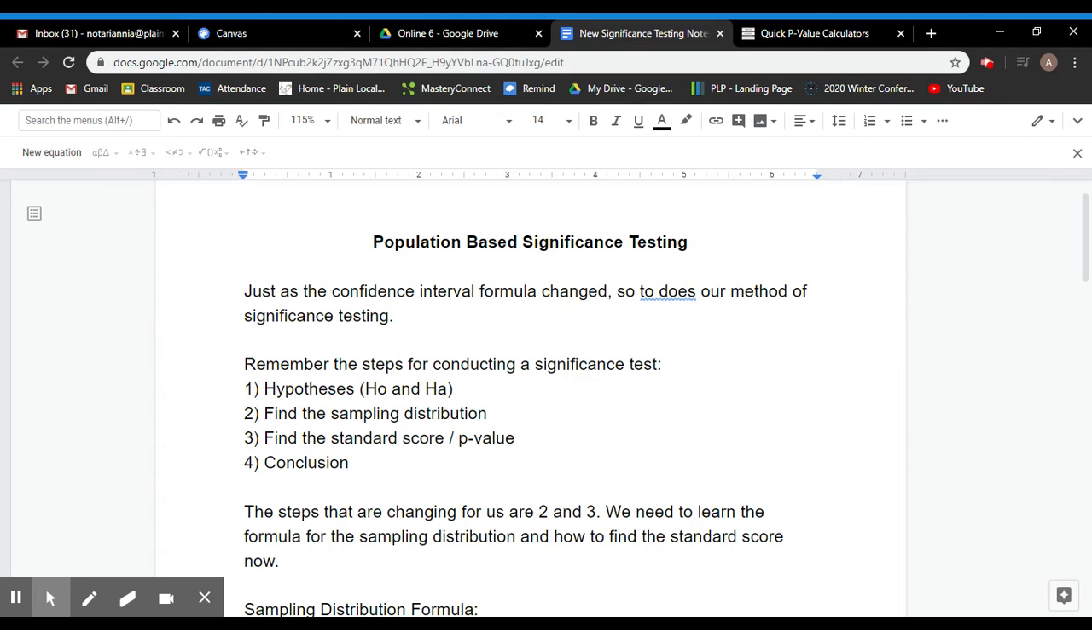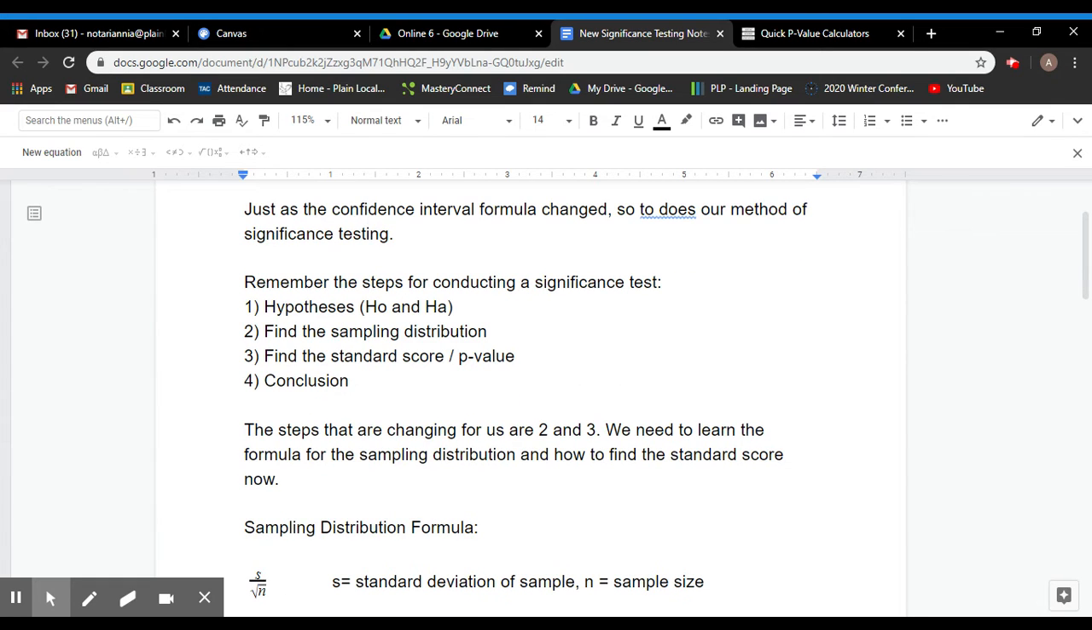All right. Last time we talked about how confidence intervals were changing from how we were used to. Now we're going to talk about how significance testing has changed. If you forget, here are the main steps of a significance test again.